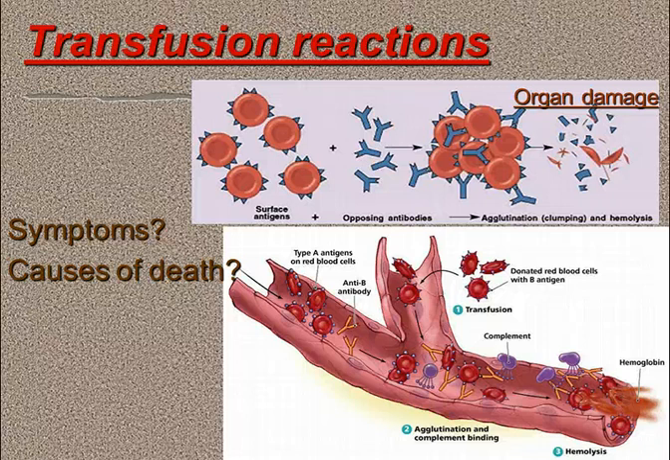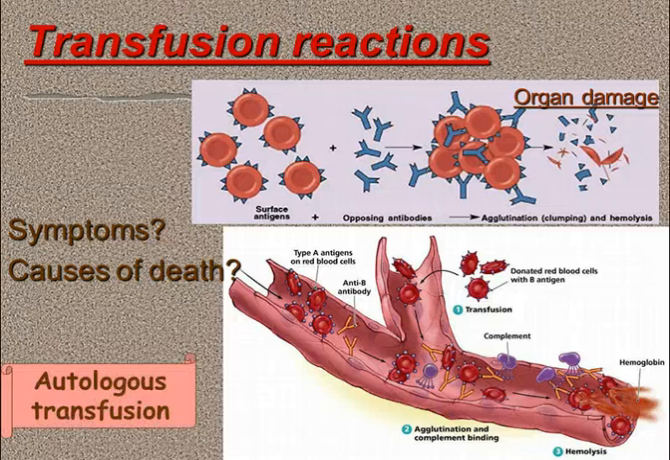But this is not quick. It's not like you get a bad transfusion and 24 hours later you're dead. Usually it takes a couple of weeks. By then the person's gone to the doctor, they figure out what the problem is, they give them good blood. Now you can avoid all this if you give your own blood to yourself. It's called an autologous transfusion.